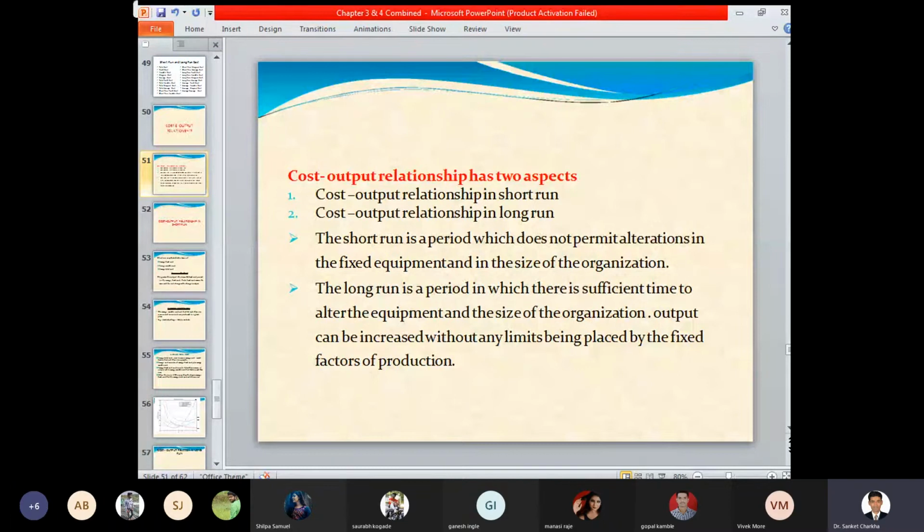And if any instrument, equipment, goods or services is not used for a fixed or longer period, that relationship is called a cost and output relationship in the short run. The long run is a period in which there is sufficient time to alter the equipment and the size of the organization. Output can be increased without limit, as the fixed factors of production can be replaced. So here there are changes in the factors of production.